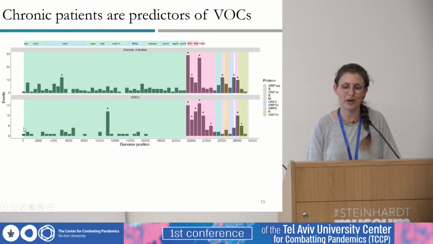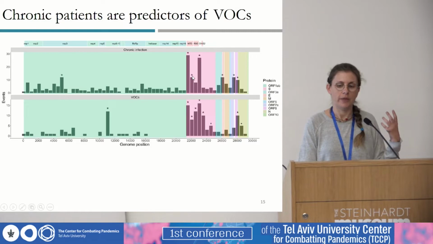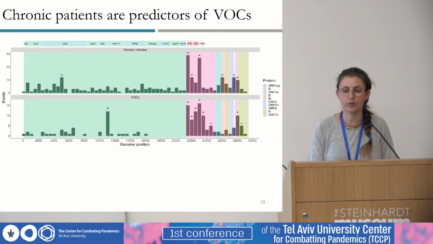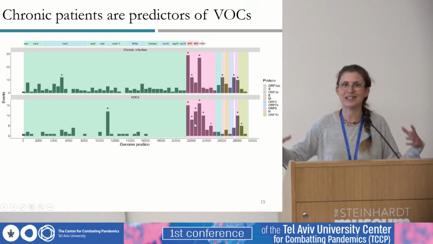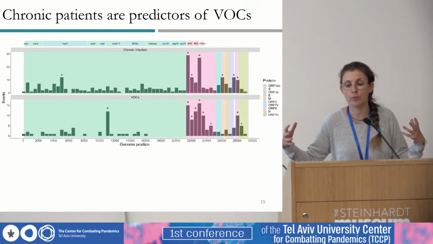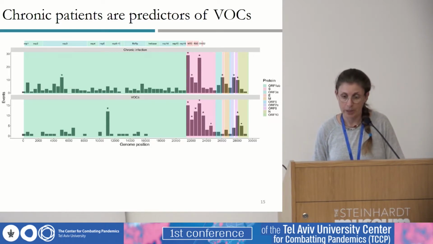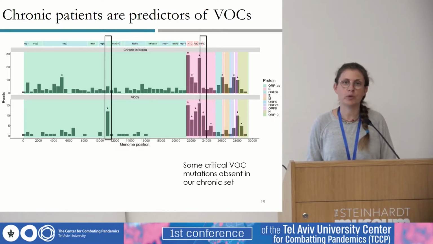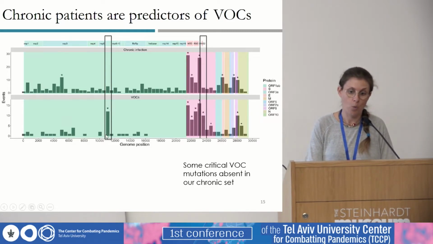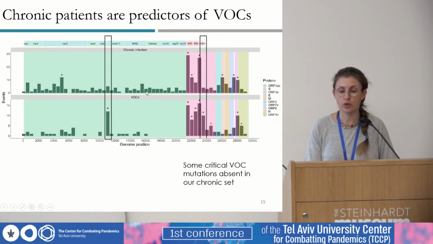And we compared this to variants of concern. And you can see the similarity, okay, in the profile overall. So the same regions in the spike protein that are highly mutated in chronic infections are the ones that are also present in variants of concern. And so chronic patients as a set are somewhat a predictor of the mutations that we're going to see in variants of concern. But what was interesting actually was the differences. Some mutations seem to be missing. So for example, this mutation that is present in variants of concern, in ORF1 of the virus, was absent in our chronic set.